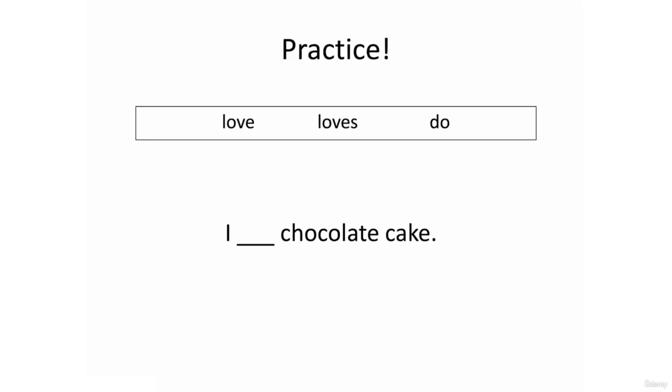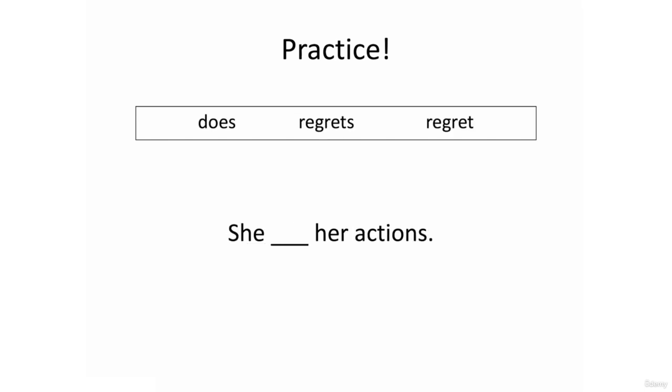Well done. Now it's time to practice. Can you fill in the gaps using the words in the box? I love chocolate cake. She regrets her actions. She is a third person singular pronoun. Therefore, the verb regret needs an S at the end.